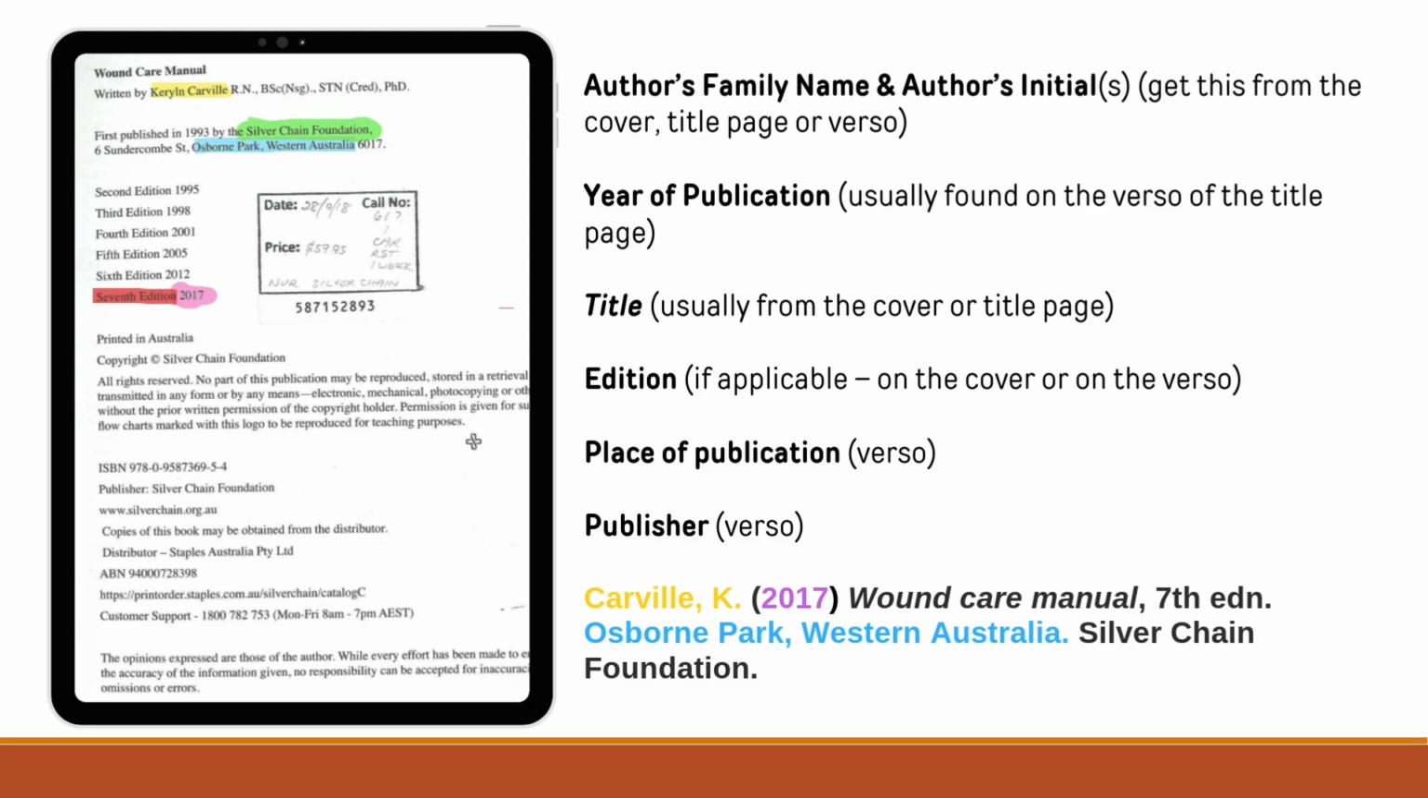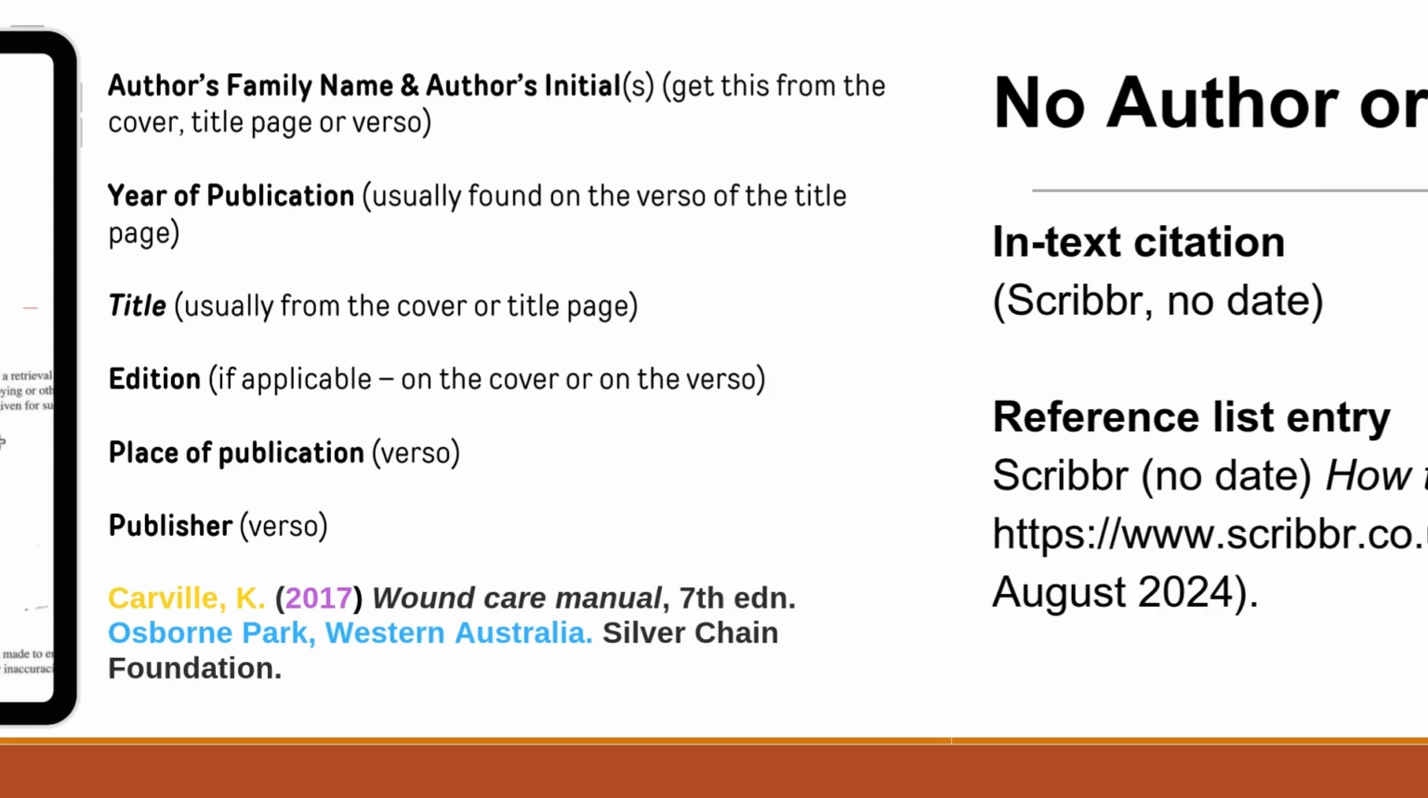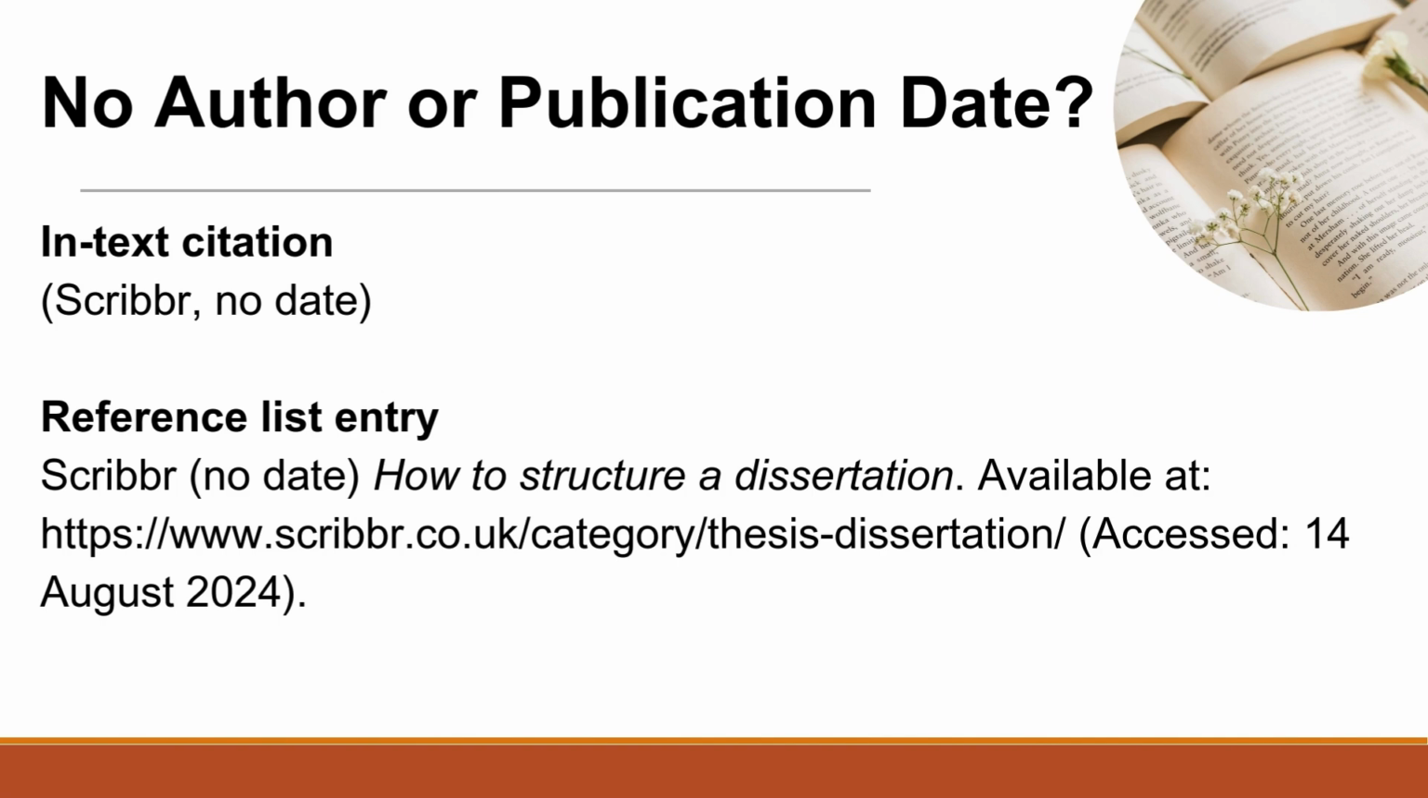If the resource doesn't have an identified author, you can use the name of the responsible organization or the resource's name instead. If there isn't a publication date, replace it with the words "no date." This is often the case for frequently updated websites. Make sure you include the date you accessed the online resource and its URL address.